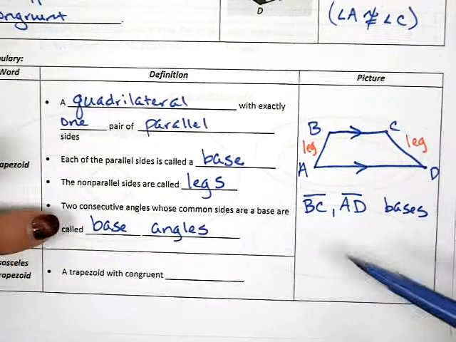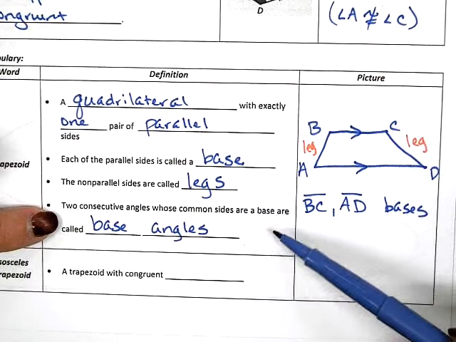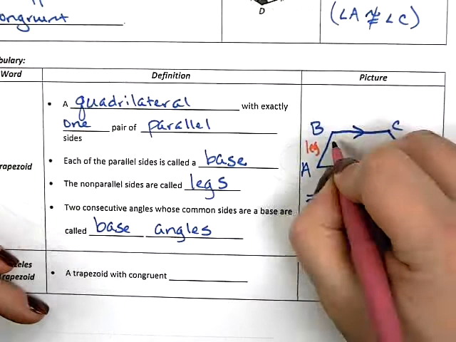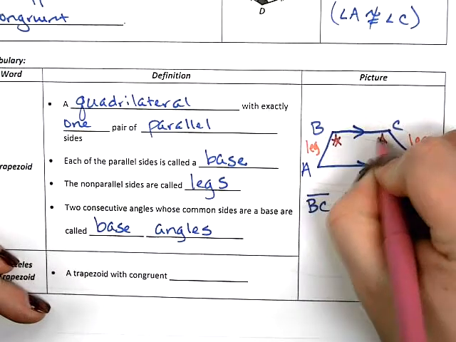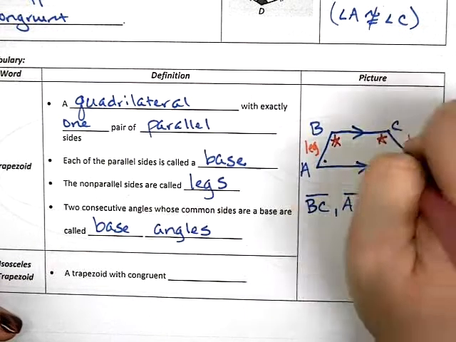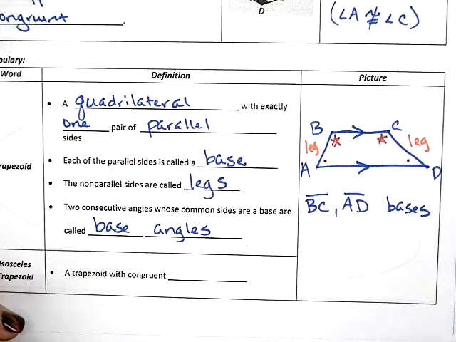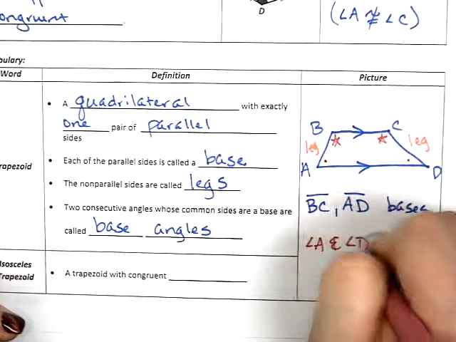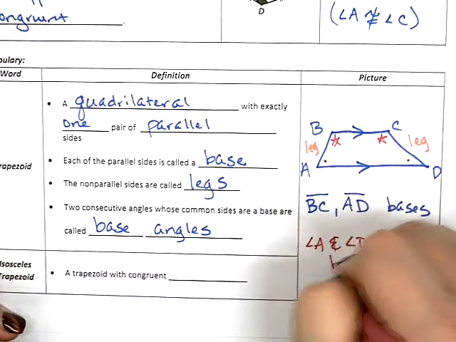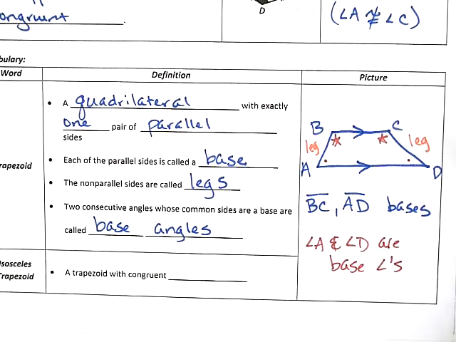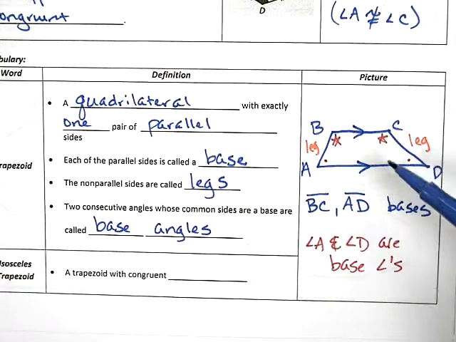Now it says that two consecutive angles whose common sides are a base are called base angles. So if we take a look at, for example, angle B and angle C, those would be considered one set of base angles. Okay, and then angle A and angle D would be another set of base angles. So angle A and angle D are base angles, and then angle B and angle C are also base angles. All right, that's important to know.